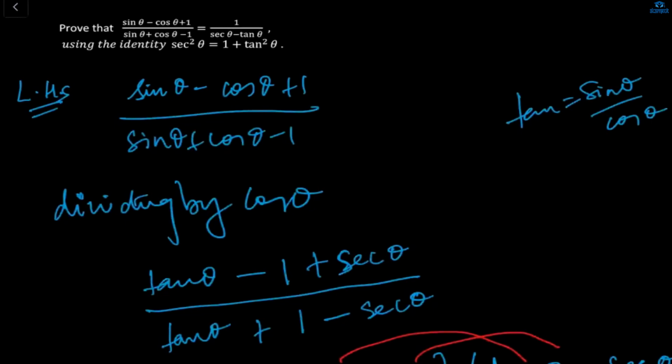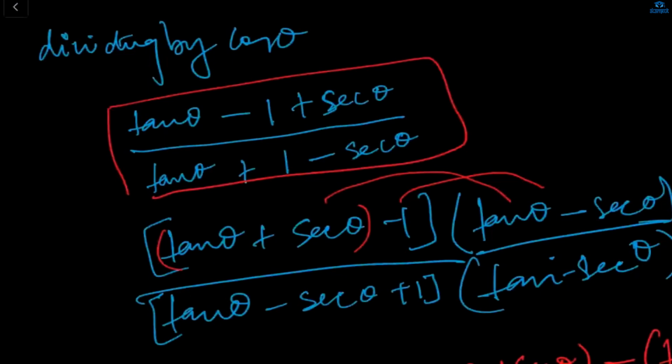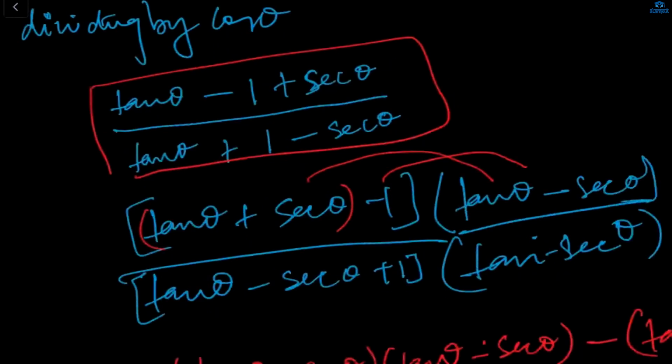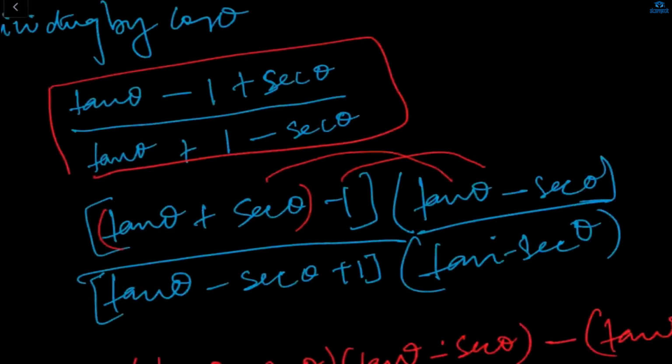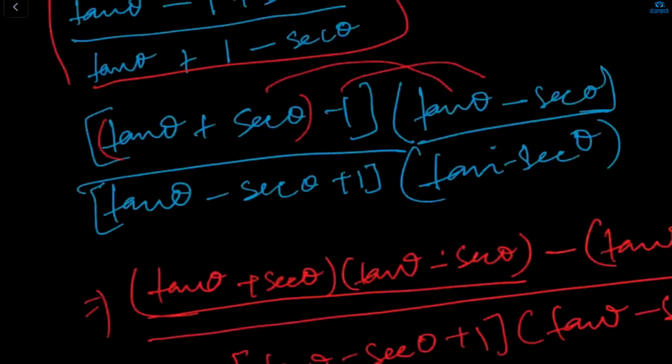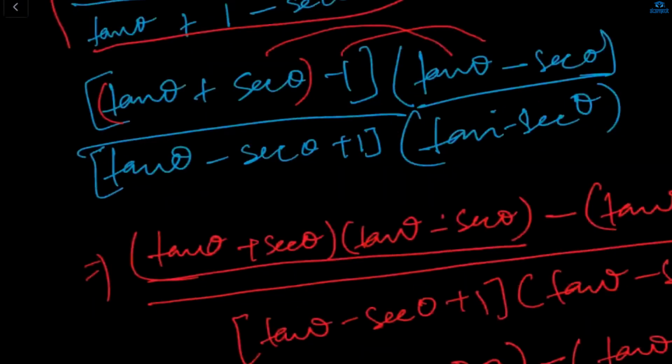Cos theta upon cos theta will give you 1. 1 upon cos theta will give you sec theta. You can see here, after dividing by cos theta, I got this term. Now, to simplify more, I am multiplying with tan theta minus sec theta in the numerator and denominator both, because if I'm multiplying, I have to do it on both the denominator and numerator sides. Because tan theta by sec theta can give you only 1.